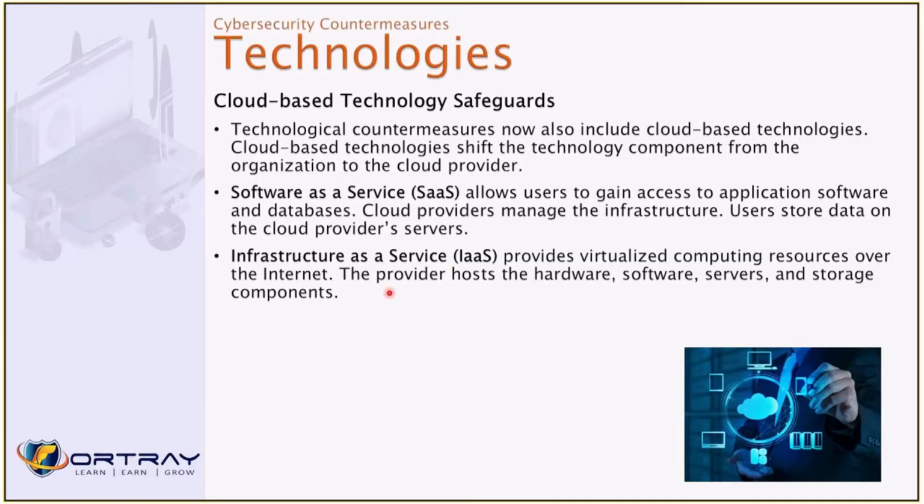Infrastructure as a service provides virtualized computing resources over the internet. Somebody was asking me about the cloud. These are the terminologies we will be using in the cloud. The provider hosts the hardware, software, server, and storage. So with SaaS, you just get the application and store your information. Infrastructure as a service provides you server, hardware, software, and storage. You don't need to buy any computer physically. It's like a pay-as-you-go model.